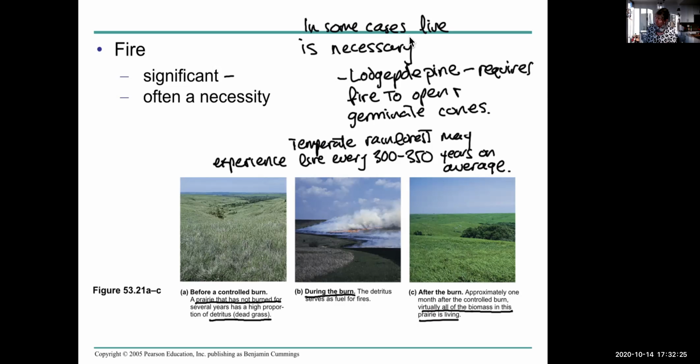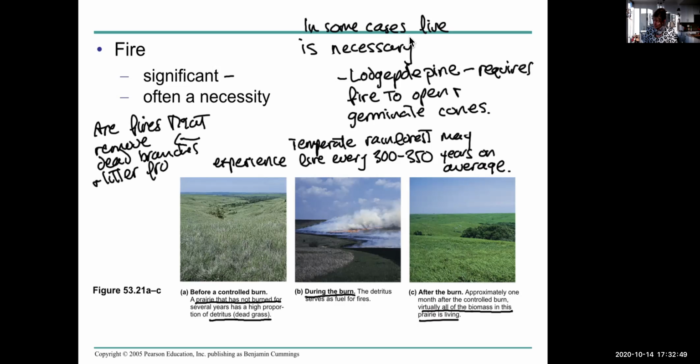But these fires that occur every 300, 350 years, they are fires that remove dead branches and litter from the forest floor, but leave the big trees. So Douglas fir, for example, one of our local trees, is very resistant to fire. It has really thick bark.